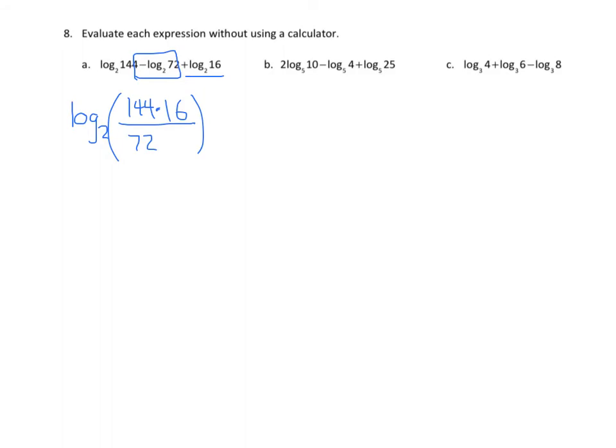Looking at my numbers, 144 and 72, I know those can both be divided by 12. So if I divide both by 12, I get 12 and 6. And then 12 and 6 can both be divided by 6. I would get 2 and 1. So I end up with log base 2 of 2 times 16, which is 32. And now I can use my level 2 evaluating skills. This is log base 2 of 2 to the 5th power, which is just 5.